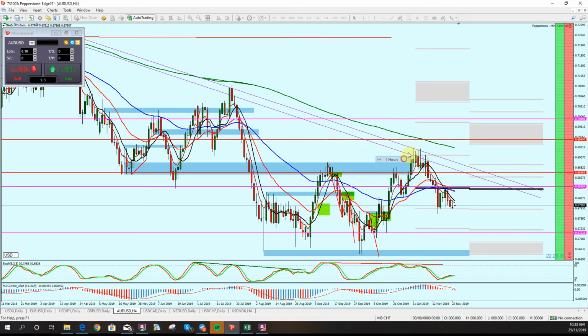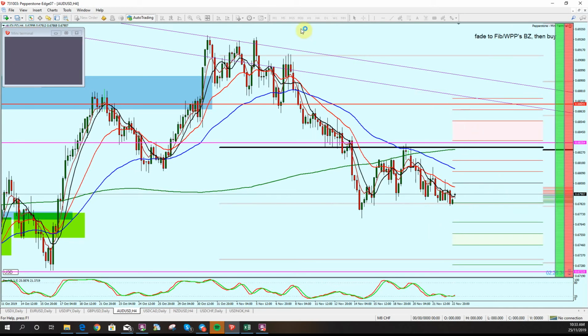Time frame 4 hours. Now we've got the weekly pivots. What this is telling me, I'll try and finish up here so I'll stop boring you.